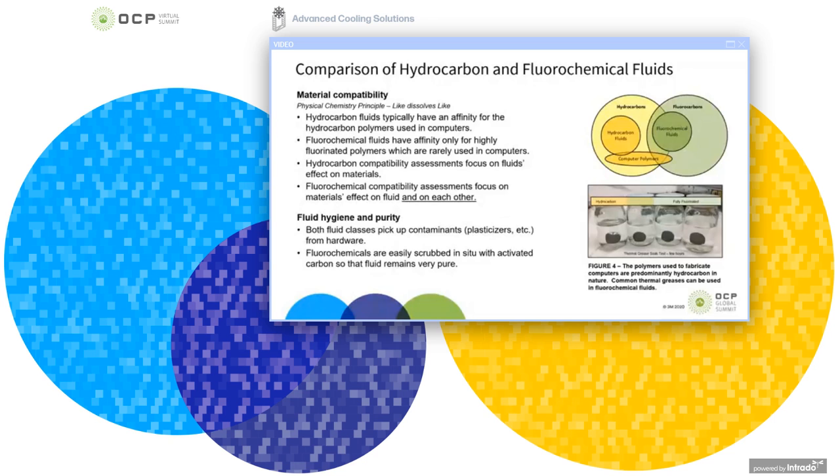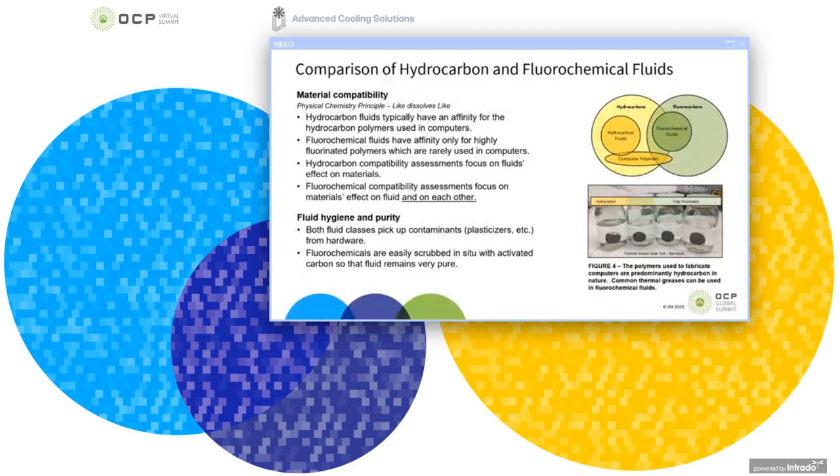Fluorochemical compatibility assessments tend to be less concerned with the first-order effect of the fluid on the material. We look more at the material's effect on the fluid and on each other. We could, for example, have a hose that leaches plasticizer into the fluid, and that plasticizer can in turn cause an O-ring to swell. And this brings us to the subject of fluid hygiene and purity.